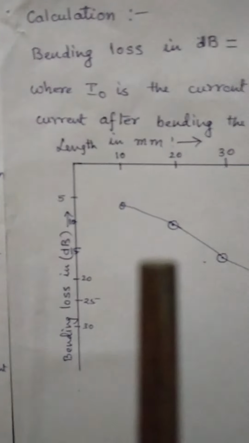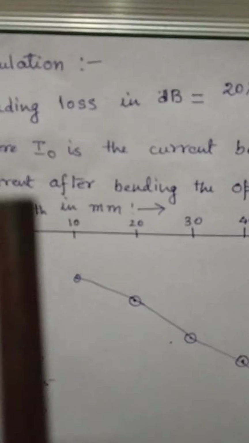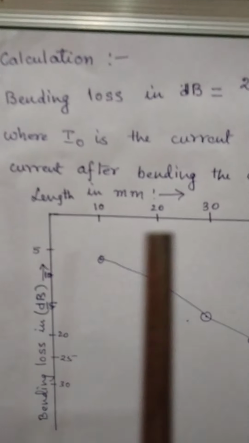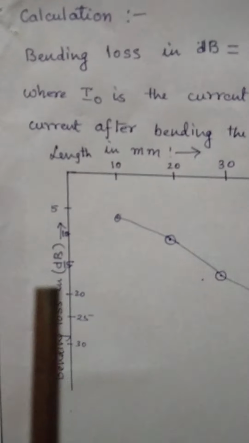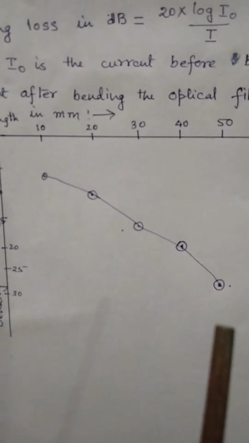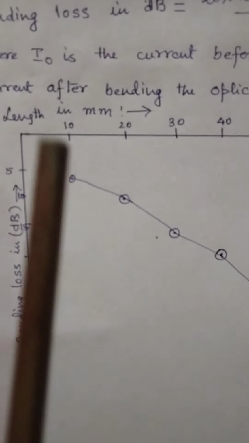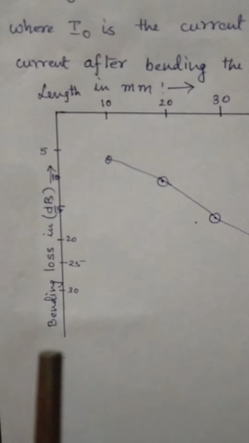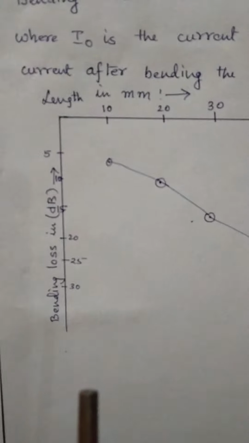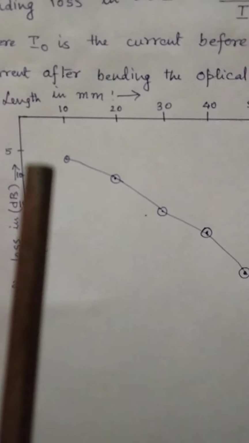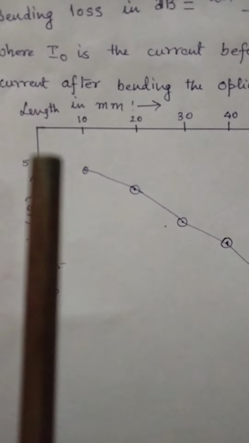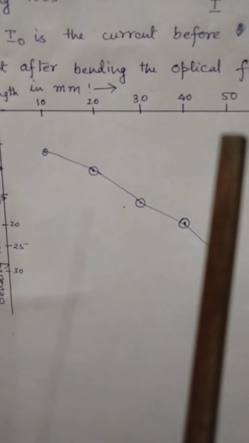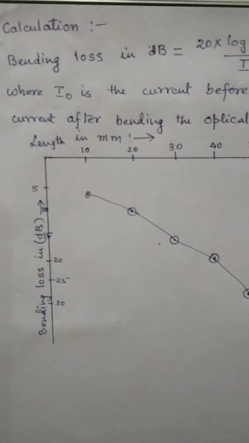Now the graph shows that with the increase of length of the wire, the value of the bending loss increases. This is on the negative side, because the value which is calculated for the bending loss comes out negative, so it is along the negative y-axis. It increases with the change in length, that is, the increase in length of the optical fiber.